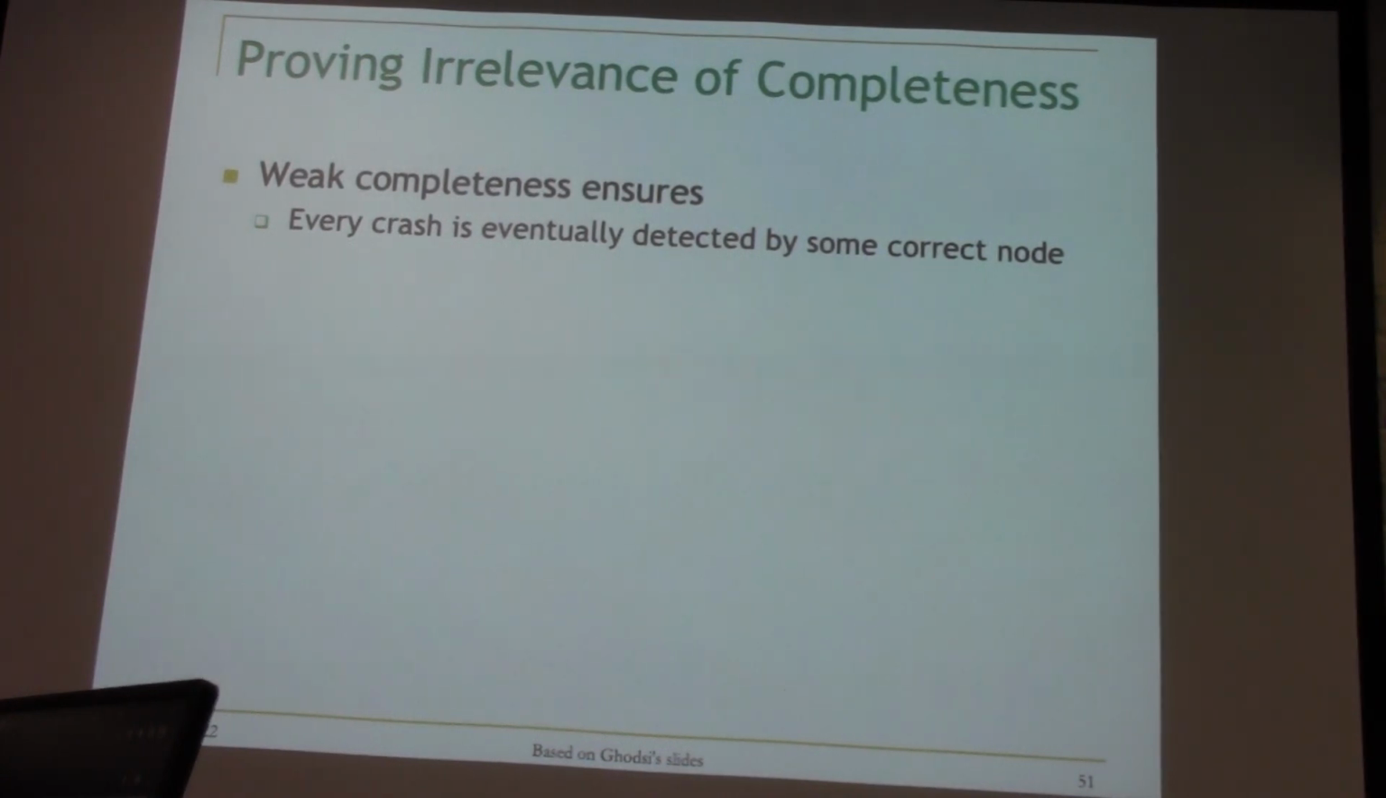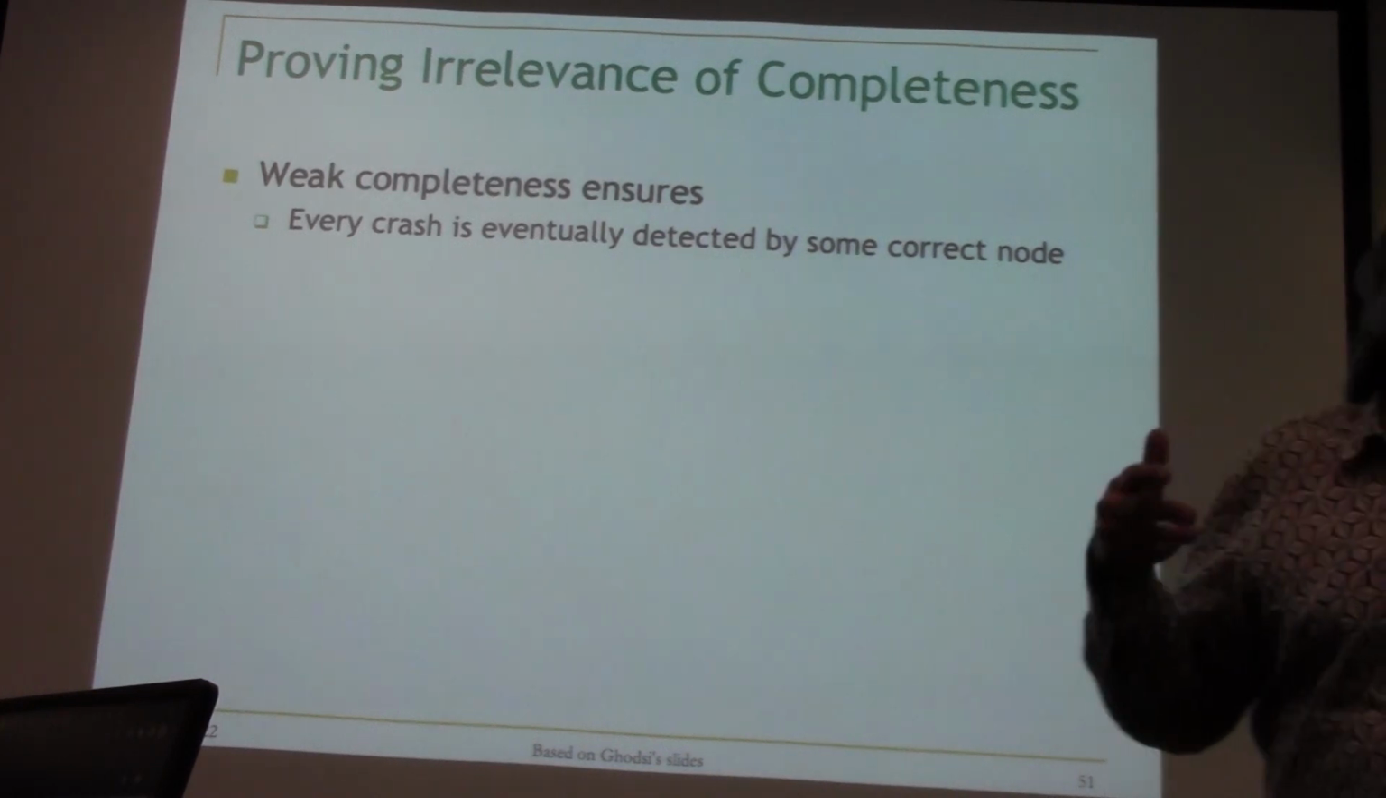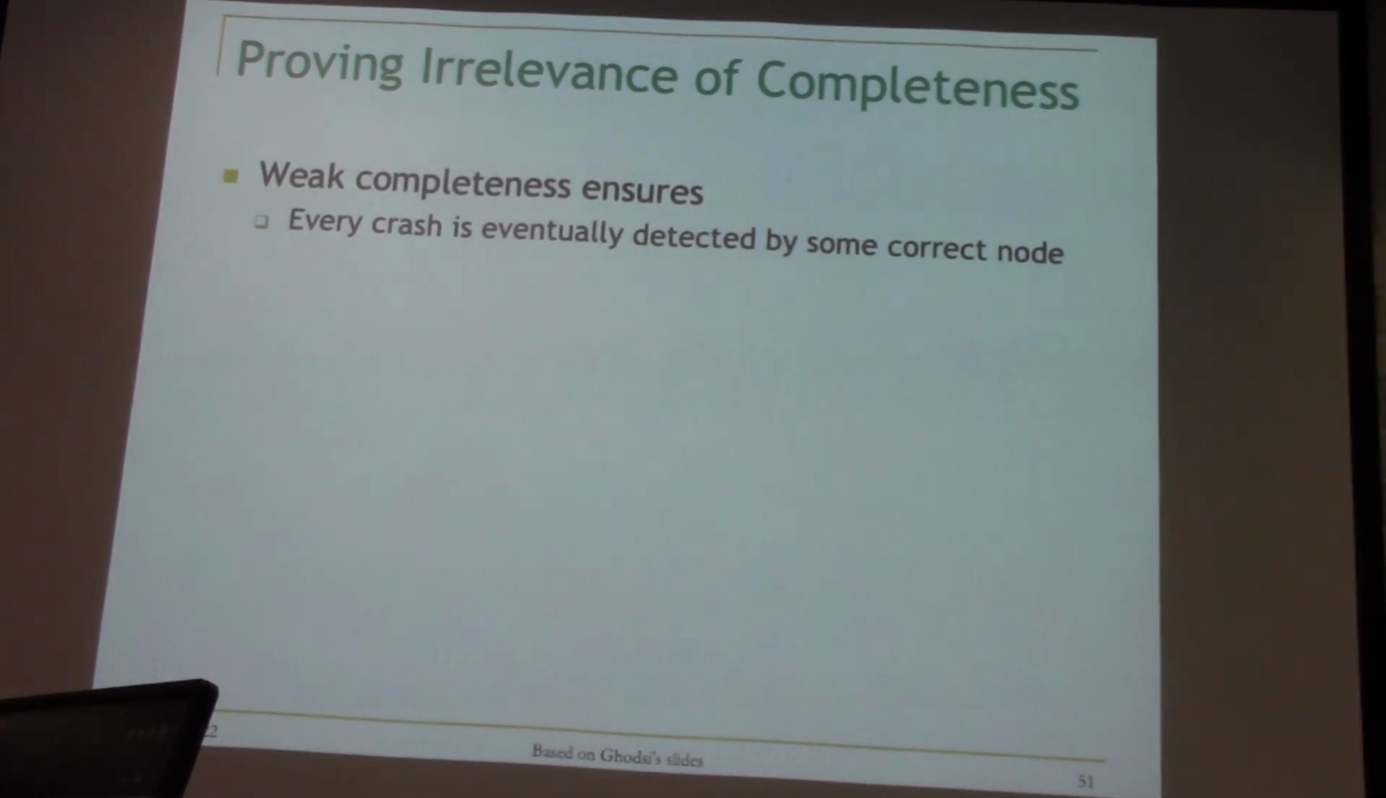Now maybe you can let your imagination go. If I have an algorithm here where one node sees the crashes, how can I make all the correct nodes see them? How do I do it? We can actually do it. How do I do it? And it's not even that hard.